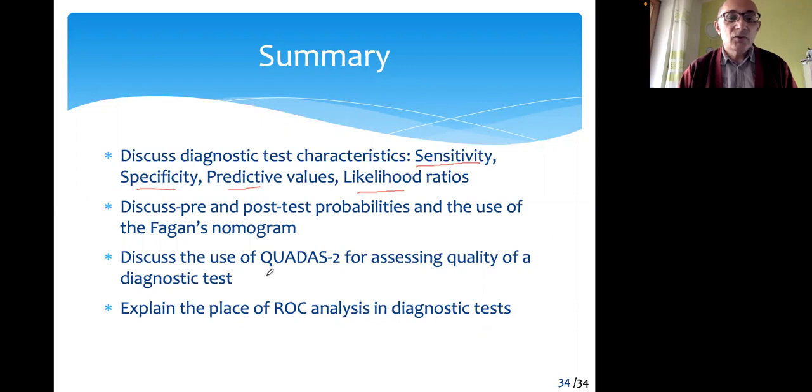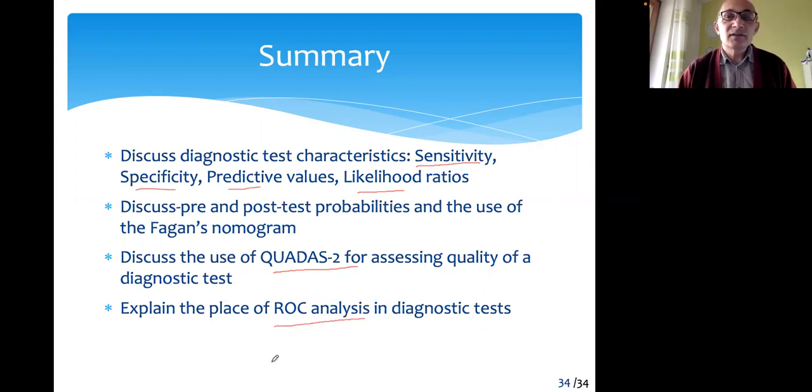Next, you should be able to discuss QUADAS-2, what it is and for what purpose we use QUADAS-2, how many domains it has. It has 4 domains plus applicability, 4 plus 1, we could say. Okay, and lastly, the ROC analysis. What was the purpose of ROC analysis?